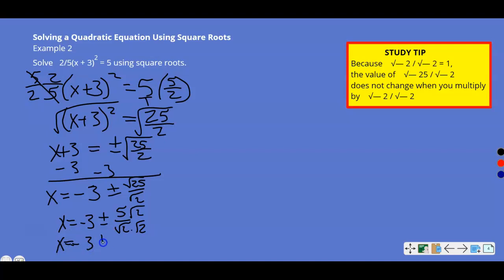So I'm going to have negative 3 plus or minus 5 times the square root of 2 over the square root of 2 times the square root of 2. The reason we chose to multiply this is because now it will be a perfect square, and it will come out from underneath the radical. So 2 times 2 is 4. The square root of 4 is just 2. All right, so this is actually our answer. That's a little bit hard to read, so I'm going to write it over here a little neater. x equals negative 3 plus or minus 5 square roots of 2 over 2.